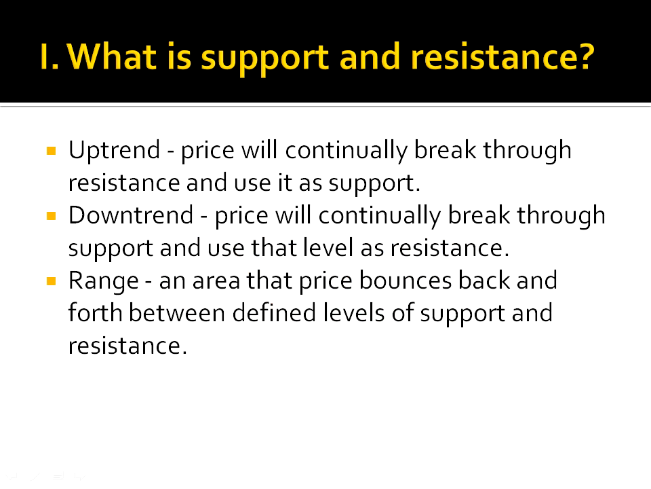In an uptrend, price will continually break through resistance and use those previous levels of resistance as support. In a downtrend, price will continually break through support and then use those previous levels of support as resistance. A range is an area where price bounces back and forth between defined levels of support and resistance. The market will just move sideways between a very defined high and low.